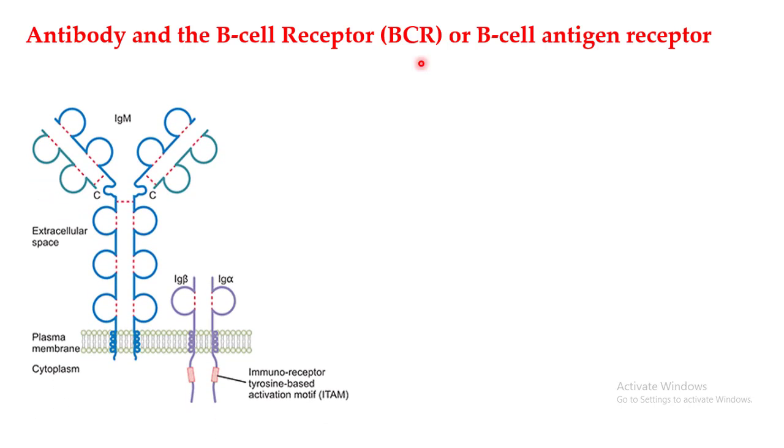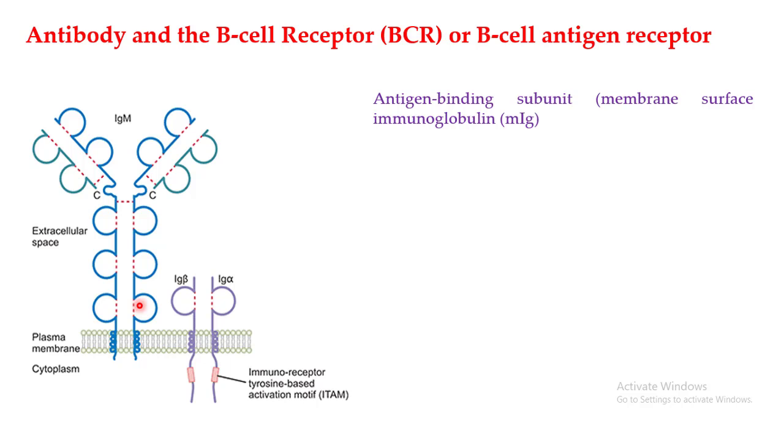Now, this is a journal figure showing you the structure of the B cell receptor. You are going to see the light chain, the heavy chains, the hinge regions, the variable and the constant regions over here. So, whenever you talk about the B cell receptor, you are going to see multiple things. The first thing is the antigen binding subunit, which is also known as the membrane surface immunoglobulin. And this antigen binding subunit is responsible for binding to the antigen.